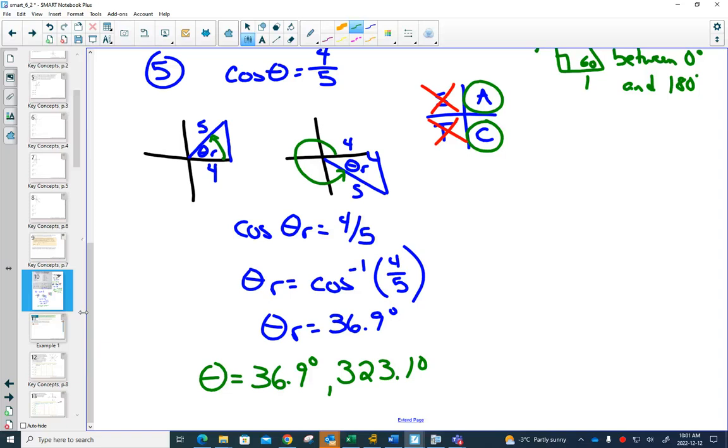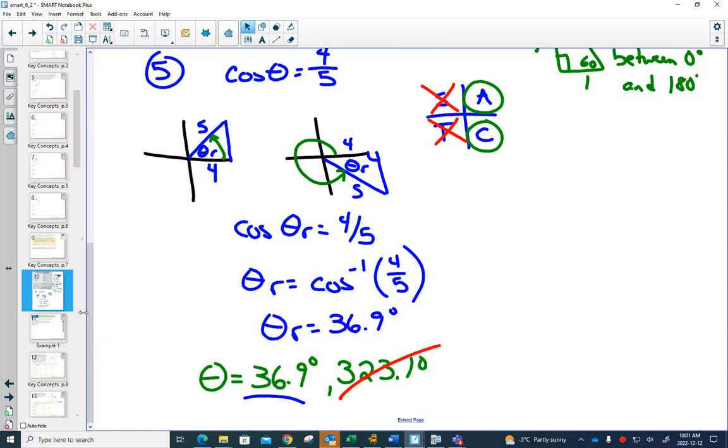Now that I found all of my answers, remember that questions 1 to 10 said just list the answers between 0 and 180. So did we get any answers between 0 and 180? Yes. This one is good, and this one, it's a right answer, but not where they wanted us to look. So the answer will just be 36.9.